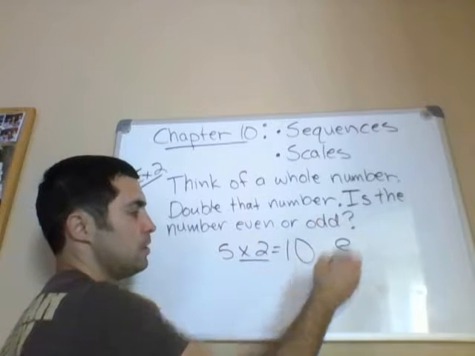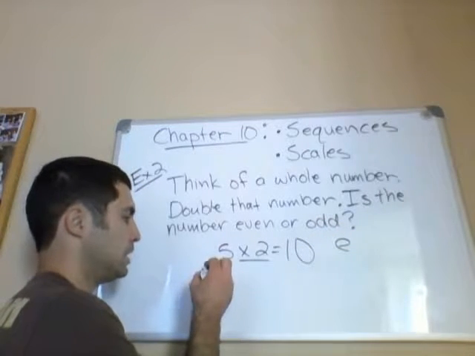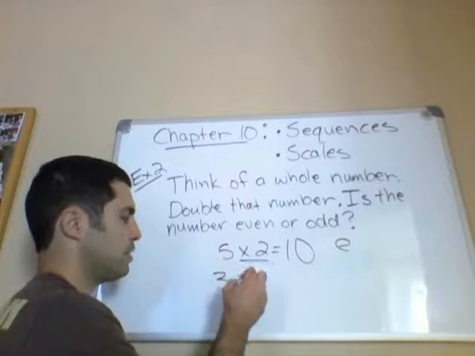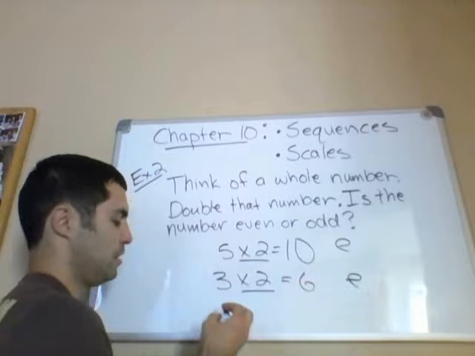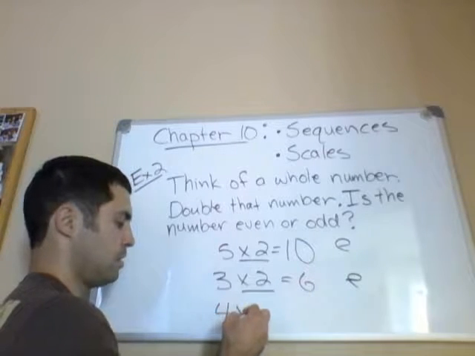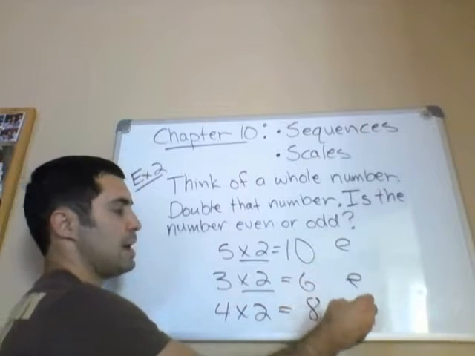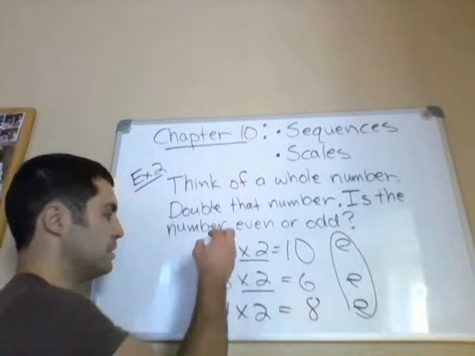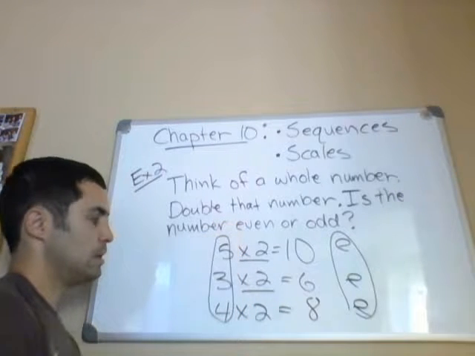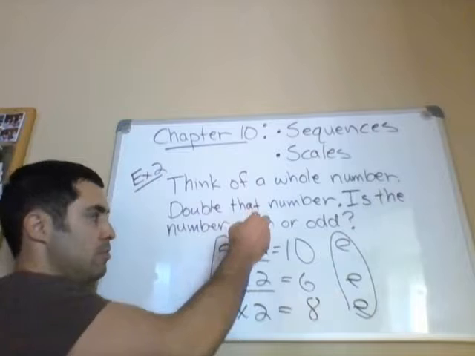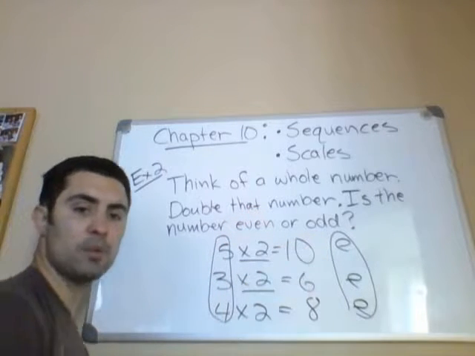That number's even. I'll put an E for even. Let's think of another whole number. Let's try 3. 3 times 2 is 6. That's an even number. Let's try 4. 4 times 2 is 8. That's an even number. So that's the pattern. If the first number is a whole number and we multiply it by 2 or double it, no matter what, you're going to get an even number. So that's your pattern.